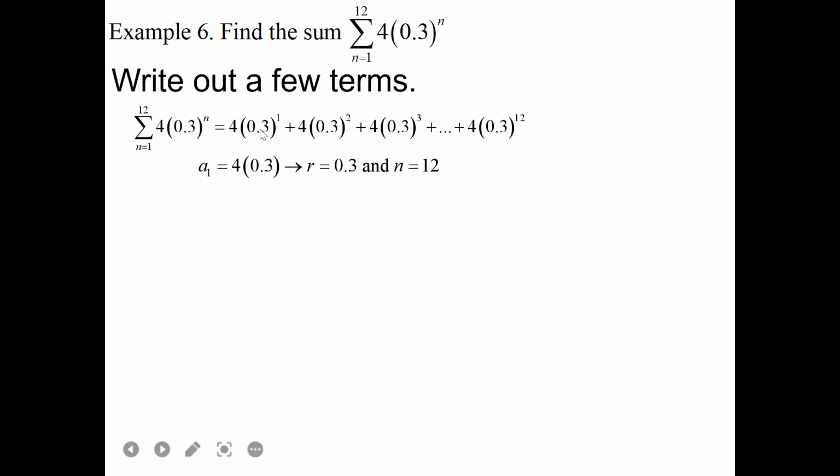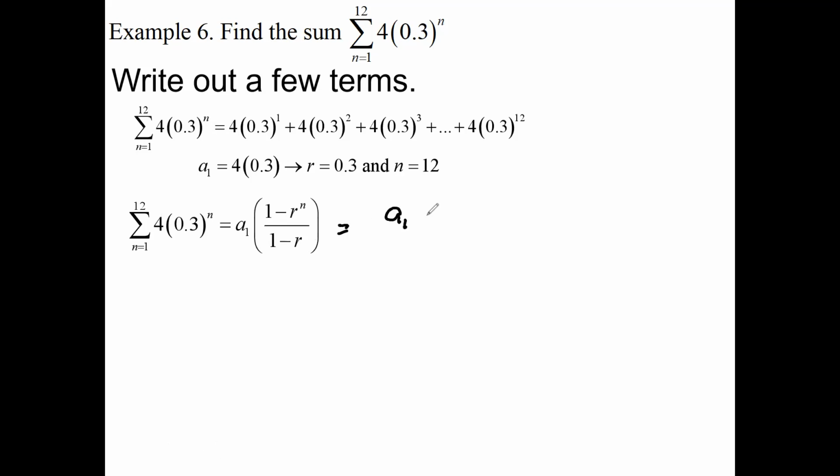Here, when we notice, this is an example of a geometric sequence. They have a common ratio, which is 0.3. Our n is 12 because we have 12 terms. So we're going to get the sum of the first 12 terms. That is a finite geometric series, and this is the formula: a sub 1 times 1 minus r raised to n over 1 minus r. It's just the same.